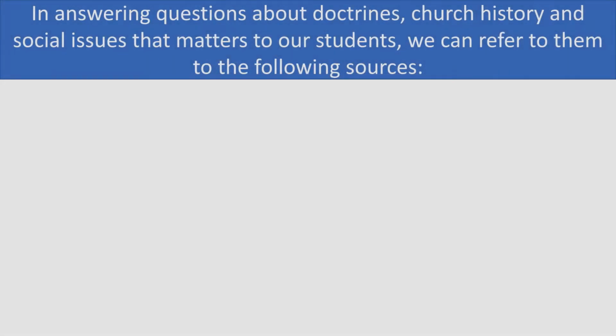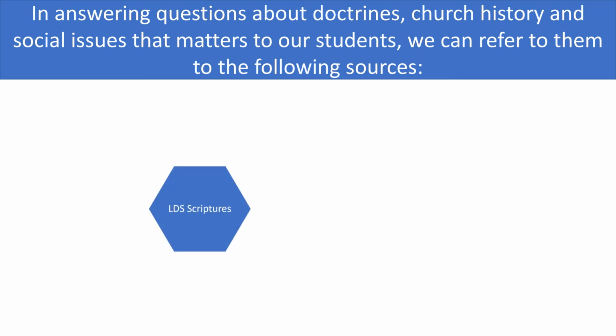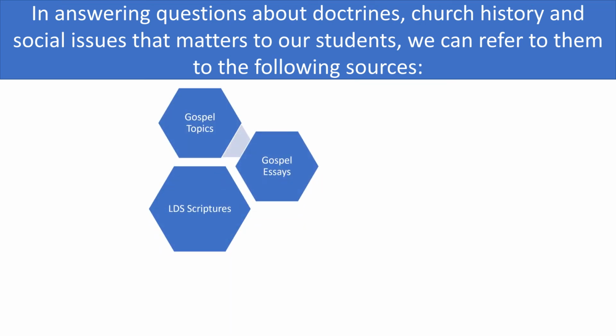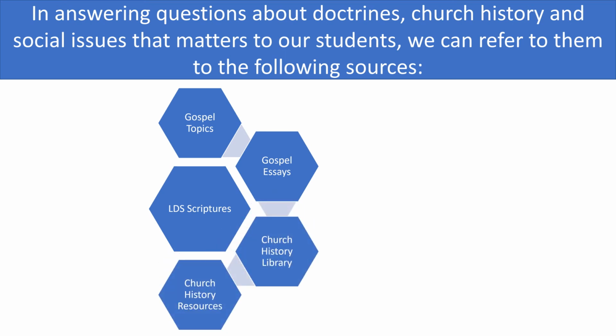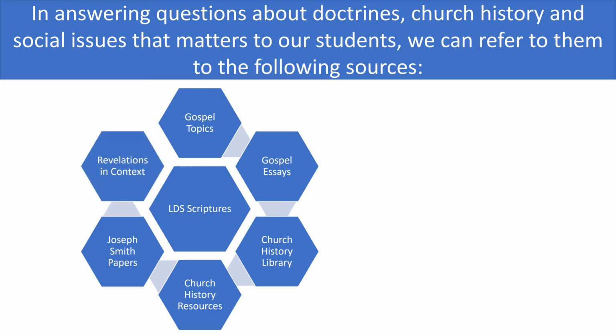In answering questions about doctrines, church history, and social issues that matter to our students, we can refer them to the following sources: LDS Scriptures, Gospel Topics, Gospel Essays, Church History Library, Church History Resources, Joseph Smith Papers, Revelation in Context. These resources can be accessed on the church's official website.